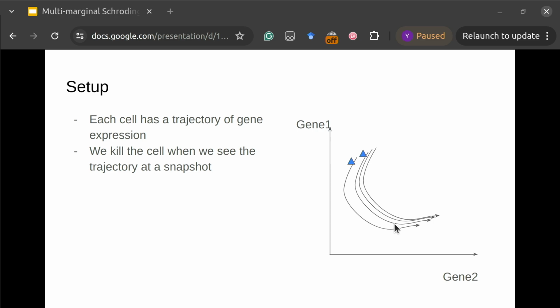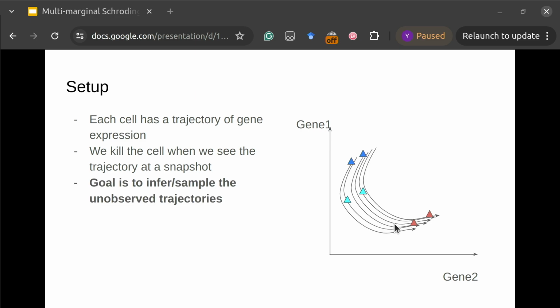And to see the first batch of sequencing at time step 0, we kill the first two trajectories. We see these 2 cells, and we'll never see the trajectory ever again, because they're dead. Then in the first time step, you see another 2 cells, and you kill the trajectory again. You never see it once more. And then in the third, you kill it again. So if you just look at this figure, you probably could tell, yeah, there is some curvature there.